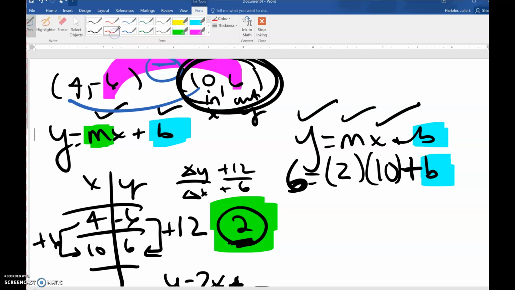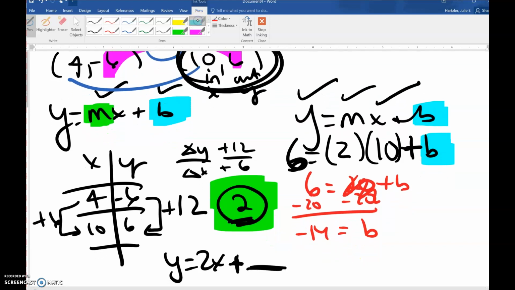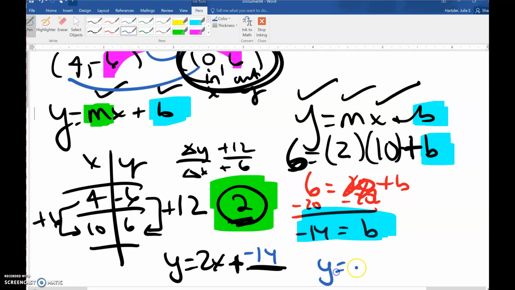All right, so I'm going to solve this. 6 equals 20 plus b. There's adding, so to undo it, I would need to subtract. So b is a negative 14. So now I could come down and say, okay, I know my b, so I could put a negative 14 in here. Or if you don't want the plus and negative, you could do 2x minus 14.